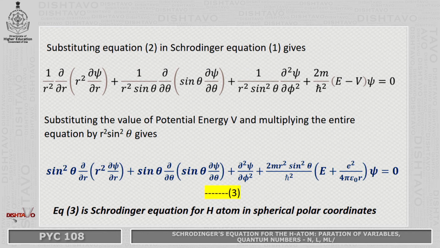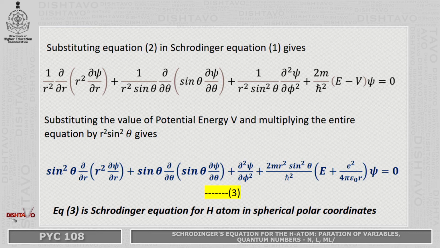Now we substitute equation 2 in Schrodinger equation 1, which will give us 1 upon r square d by dr, brackets r square d psi by dr, plus 1 upon r square sin theta d by d theta sin theta d psi by d theta, plus 1 upon r square sin square theta d square psi by d phi square, plus 2m by h cross square (E minus V) psi equal to 0.